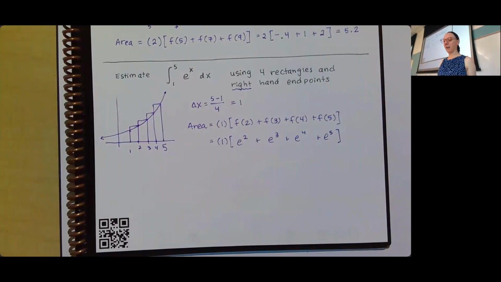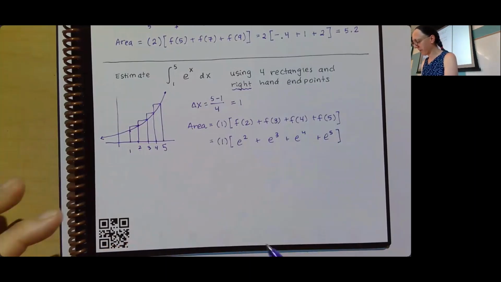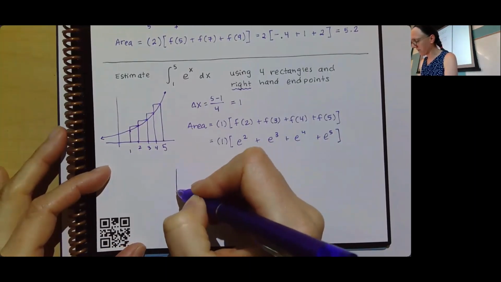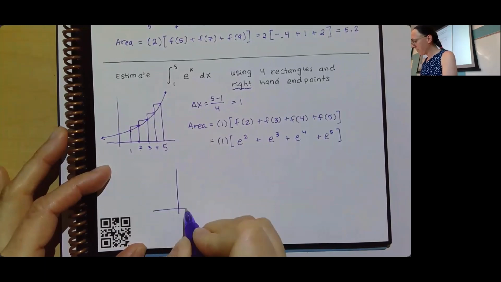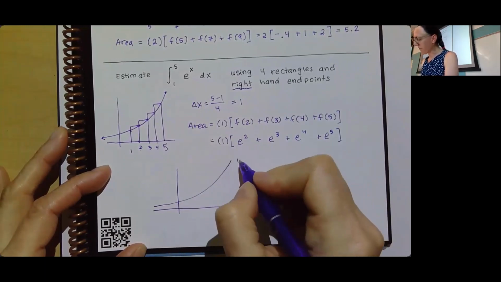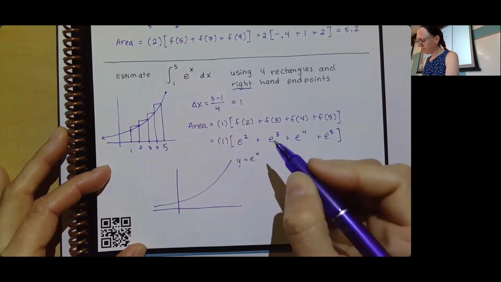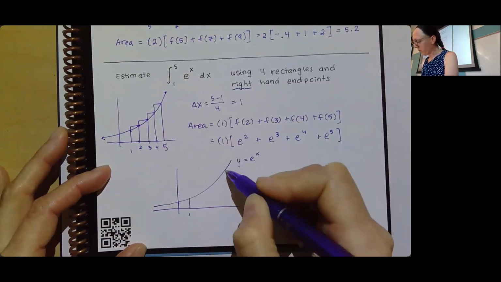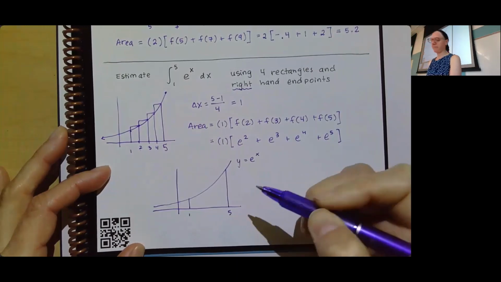By the way, had a couple of requests to talk about that max-min theorem that came up on Friday. So let's think about that in the context of this question. This is a nice, straightforward one to visualize. So here's my e to the x graph. We know we're looking on 1 to 5.